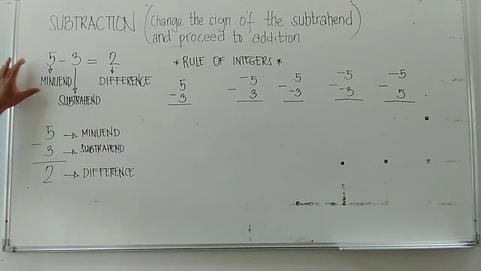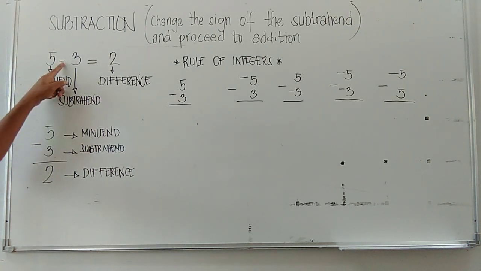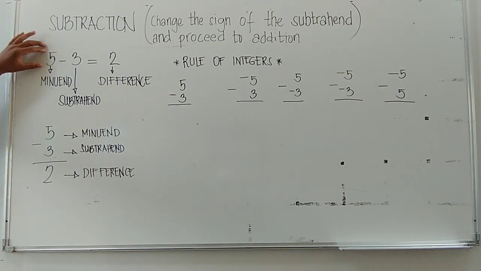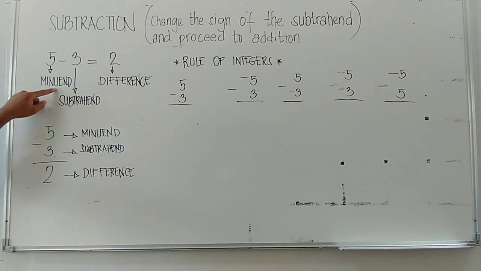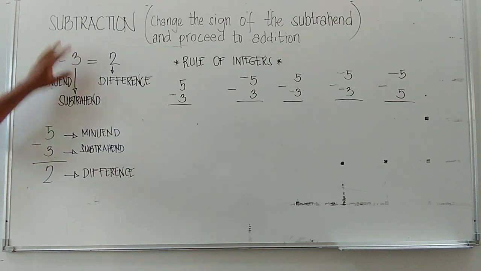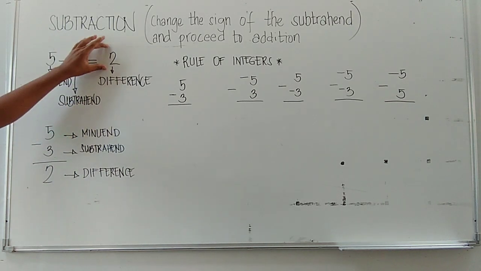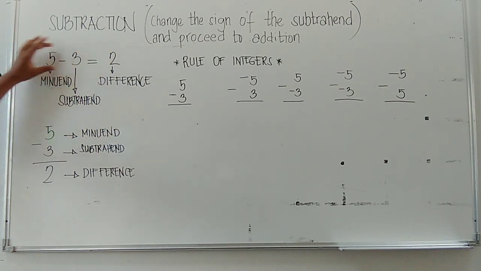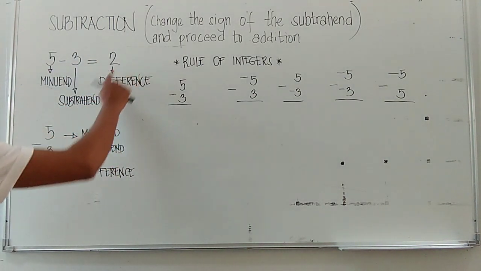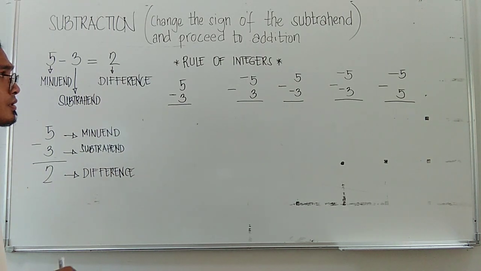These are the parts of subtraction. For example, we have 5 minus 3 equals 2. Here 5 is your minuend and 3 is your subtrahend. The answer of subtraction is called your difference, so 2 here is your difference.